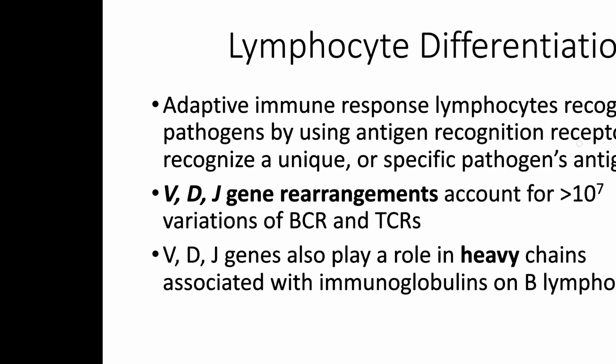have these rearrangements in your V, D, and J genes, and that can account for a large number of variations between your B cell and your T cell receptors. We also talk about the V, D, and J genes developing those heavy chains that are associated with the IgGs that are found on B lymphocytes.